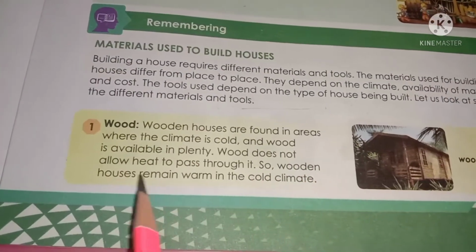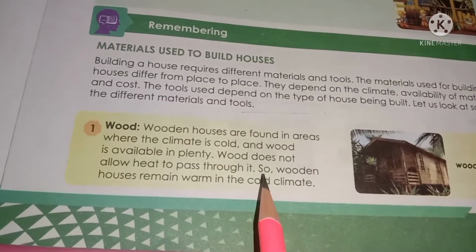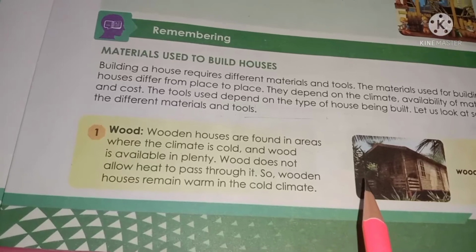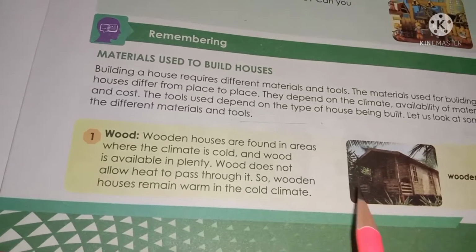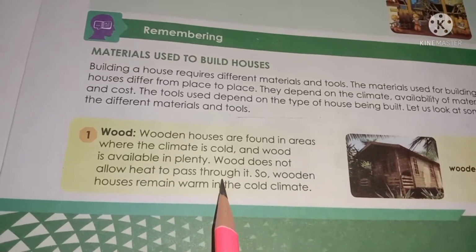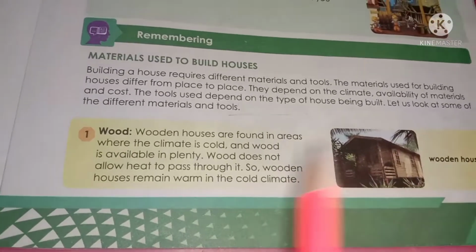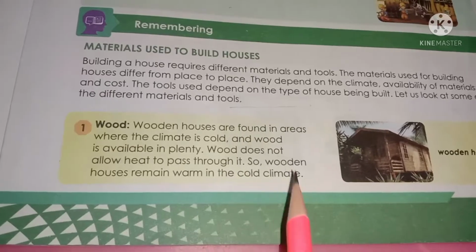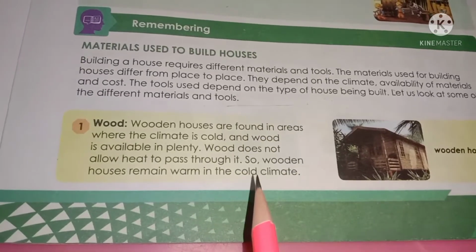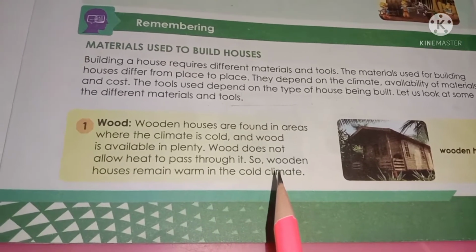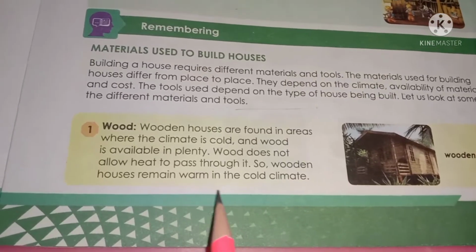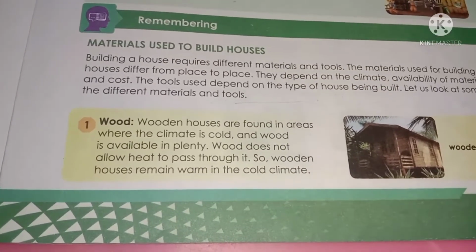Wood does not allow heat to pass through it. So in hill stations and mountainous regions, the houses are built with wood. Wood keeps that place warm, and wood is also available in plenty in those hill stations and forest regions. So wooden houses remain warm in a cold climate.